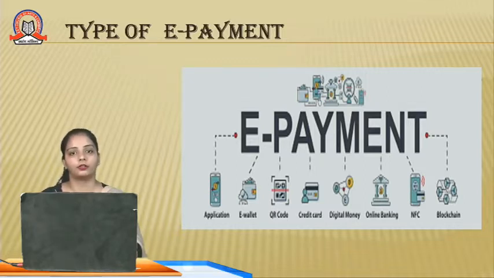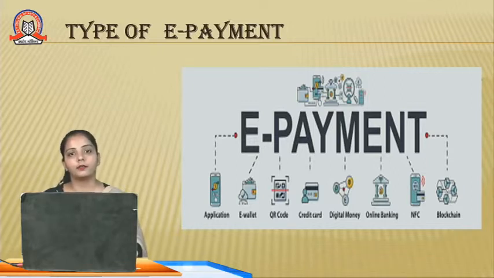Next is QR code. A QR code is a scanner. If you have a scanner, you can transfer money just by scanning the QR code from one bank account to another bank account, from one ATM to another ATM. Next is a credit card. A credit card is nothing but a card on which you can use the amount. You have some limit on that amount. You can just swipe the card and make the payment from the credit card.